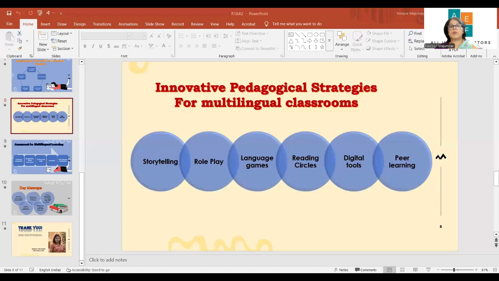Now, role play is also very important. बच्चा अपने आप को सिचुएशन में रख के देखता है, right?